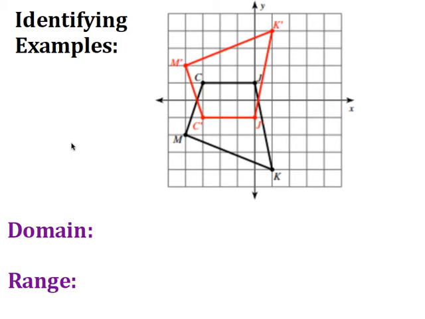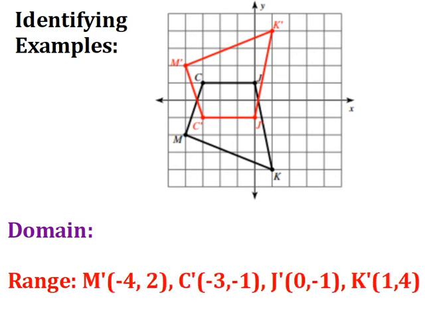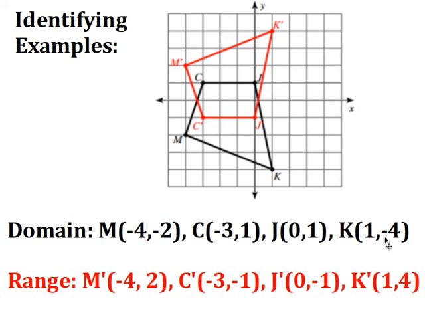All right, were you able to guess? The range is our red values, M prime, C prime, J prime, and K prime at these points, and our domain are the black values, M, C, J, and K, also located at those points. Again, if it's asking for domain and range, that's all it's asking for. It's just a list of values.